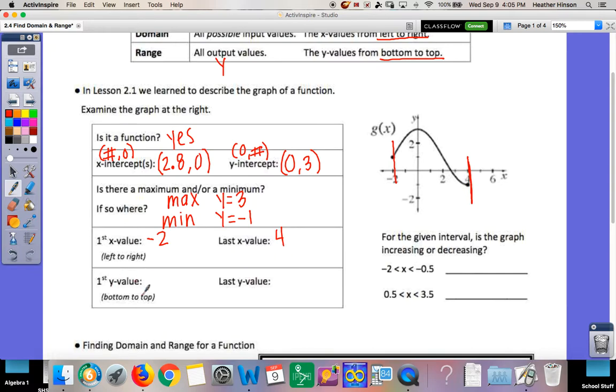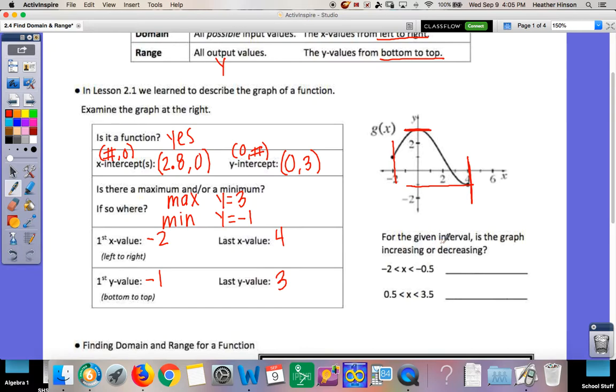For y, we look at the same thing, the first and last value, but we're going to go bottom to top. At the very bottom, if we drag it across, that one hits at -1. And at the very top, a lot of people go to this point right here. This is not the very top. You want to go to the top of that curve. That top curve is going to be at 3. So you just look for the left and right on x, top and bottom on y.